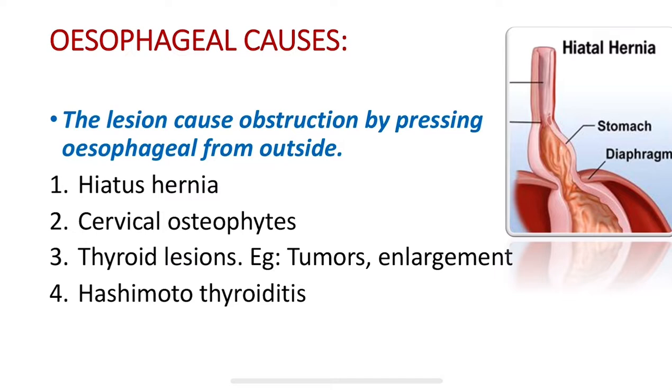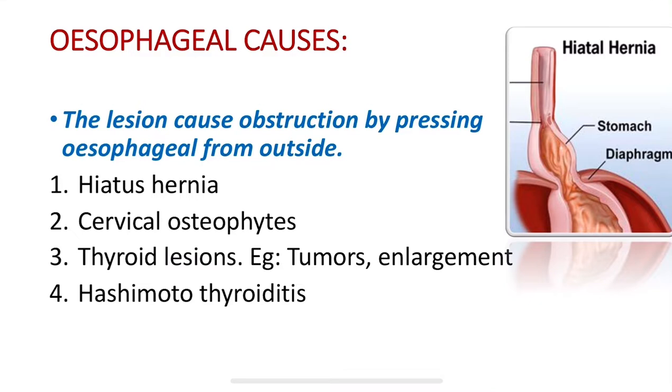Some lesions cause obstruction by pressing on the esophagus from outside. So there are some other lesions which are pressing the esophagus from outside. What are these lesions? These lesions are hiatus hernia, cervical osteophytes, and thyroid lesions like tumors, enlargement of the thyroid gland, Hashimoto thyroiditis. Okay. So let us see what is hiatus hernia and cervical osteophytes and so on.